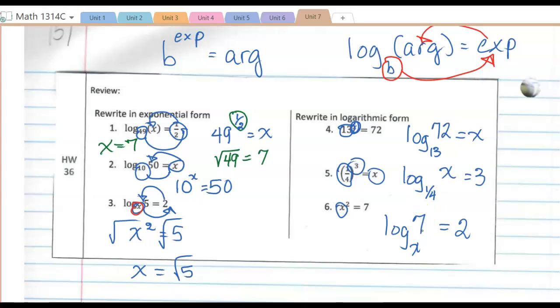So these 3 different problems that I chose are to show you that we can have our variable as the exponent, our variable as the argument, and our variable as the base. Same thing happened over here. We had x as our argument, we had x as the exponent, and we had x as the base.